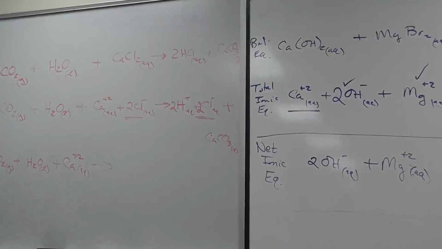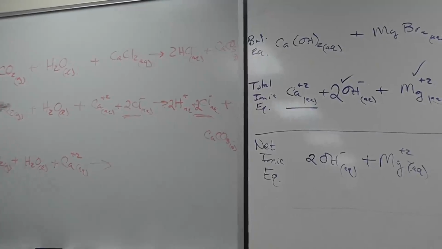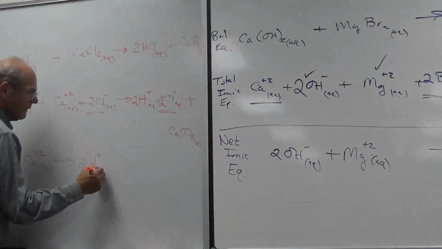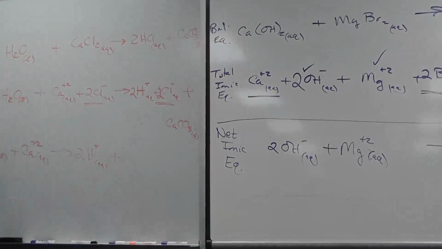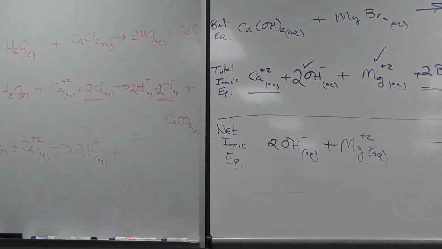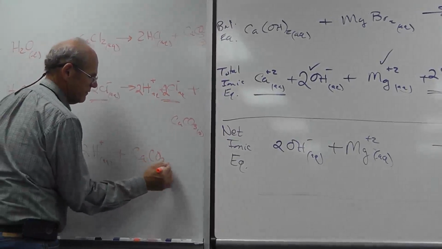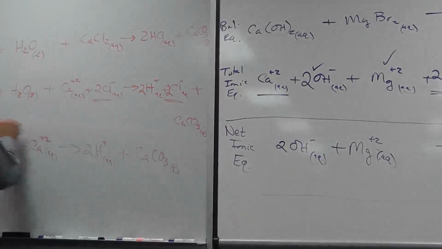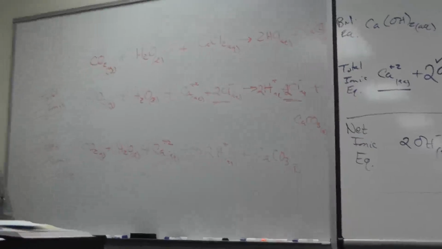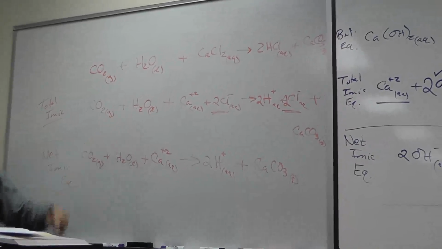Did the hydrogen ion change? Is it different? Wasn't hydrogen over here, right? So it needs to be part of this. And then what's left? What's the only thing that's left? The calcium carbonate. So this one uses most of the species in the net ionic. Okay, the only thing that is a spectator is a chloride ion.